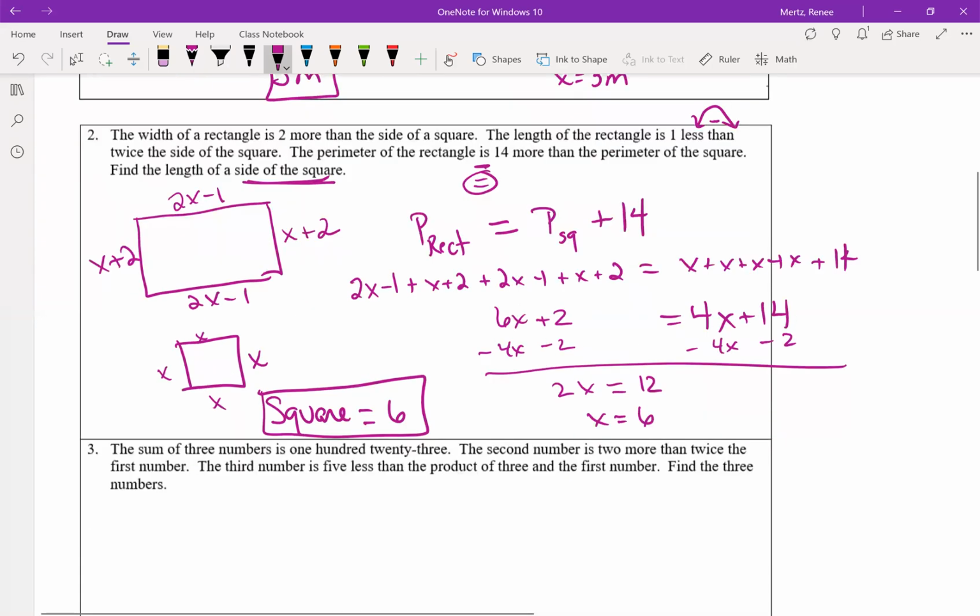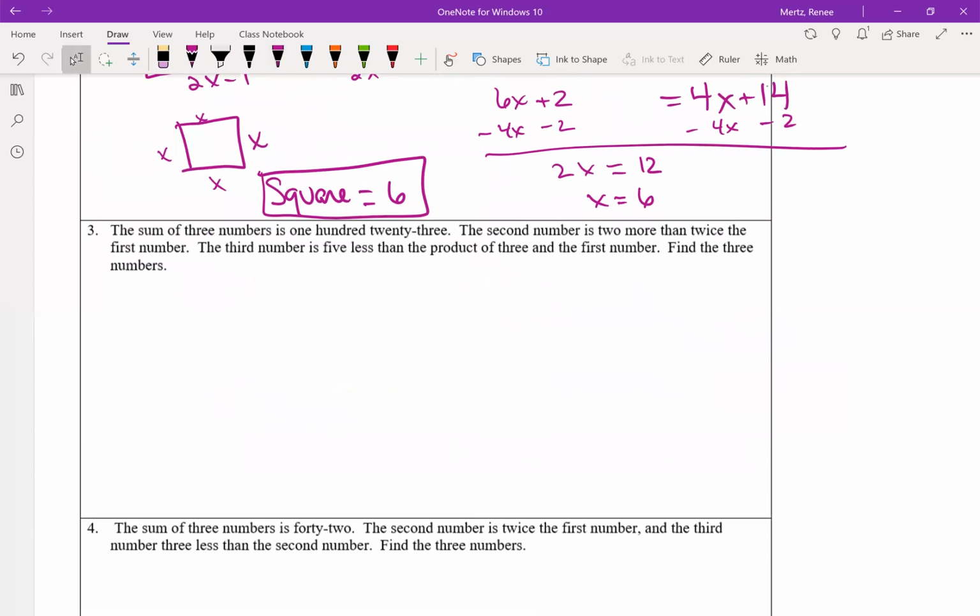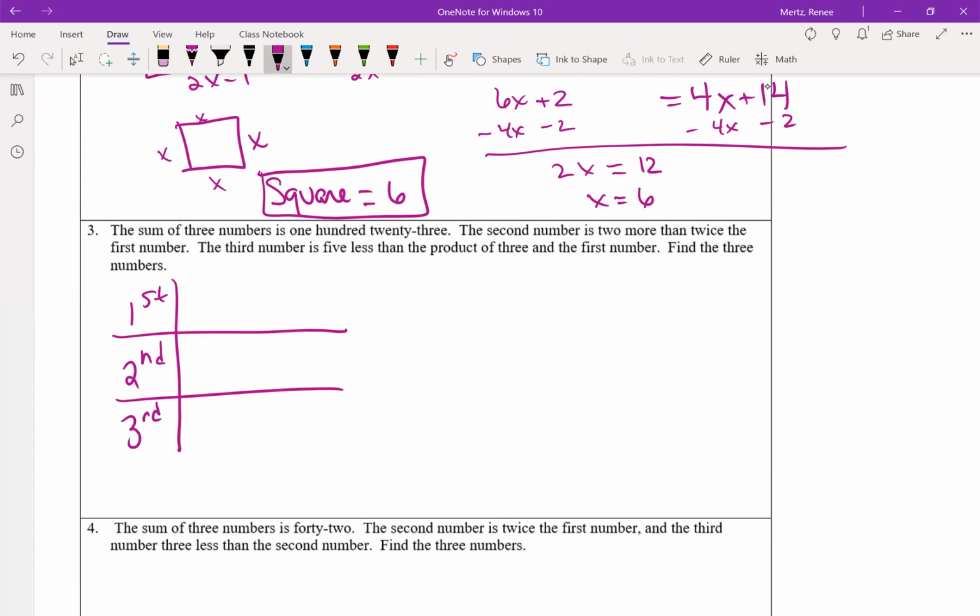Number 3 is more of a word problem. So for number 3, it's telling me about the sum of 3 numbers. The sum of 3 numbers is 123. So for my chart, I have the first number, the second number, and the third number. So this is my verbal plan. I like to put it in a chart to organize my information.